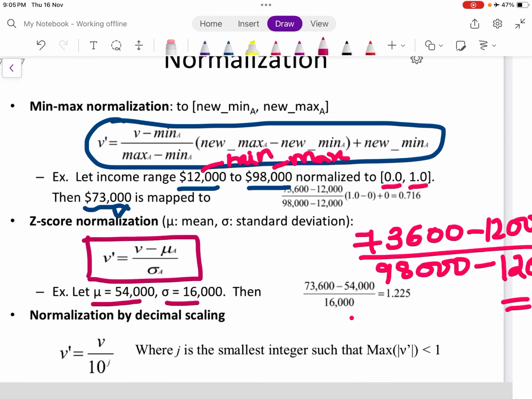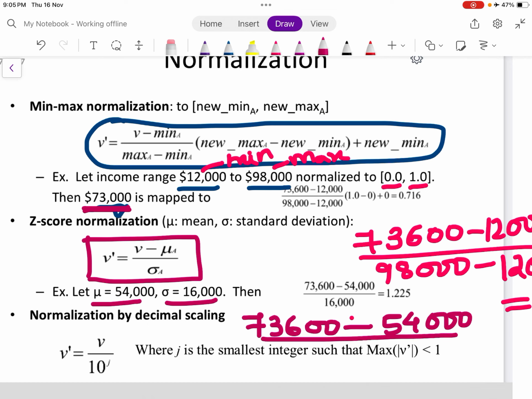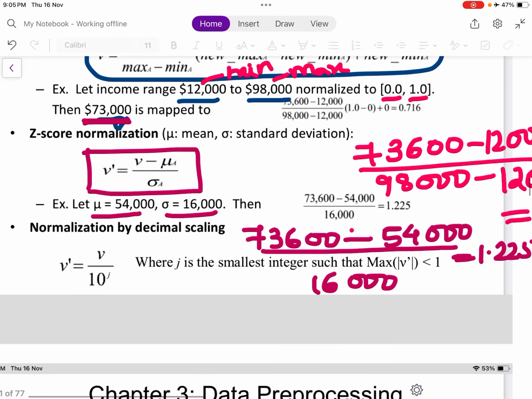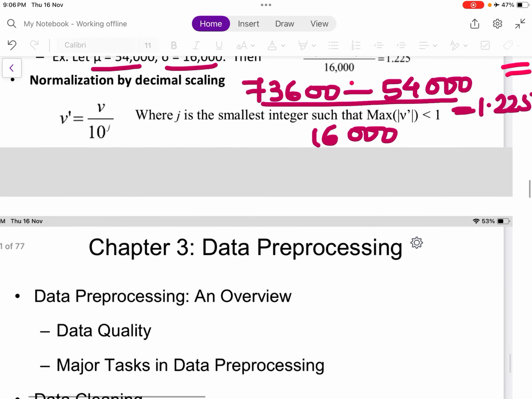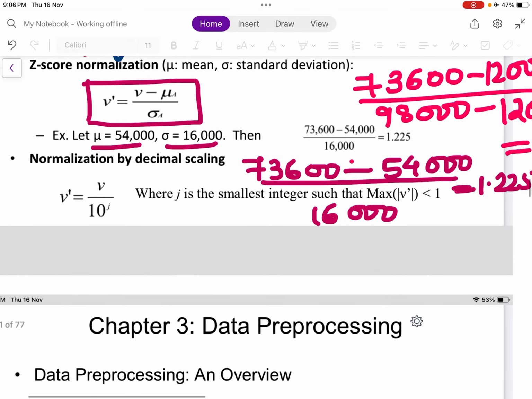Z-score normalization. Again, this is your formula for z-score normalization. You have been given mu, you have been given sigma, and V is already given to you. 73600 minus mu, which is 54000, upon sigma, which is 16000. Answer is 1.225. Normalization by decimal scaling: V dash is V upon 10 to the power j, where j is the smallest integer such that max of V dash is less than 1.